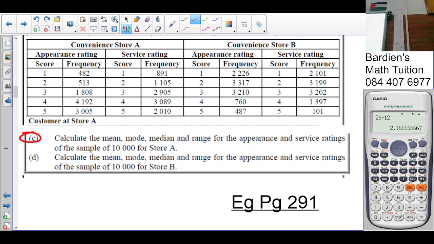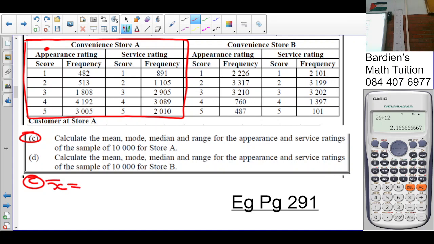Okay, so it says calculate the mean, mode and median and the range for the appearance and service rating of a sample of 10,000 for store A. So this is what we're looking at. Only that dot. Okay. So this is a bit different here. So if you're going to look at the appearance part of it first. The mode, the mean.